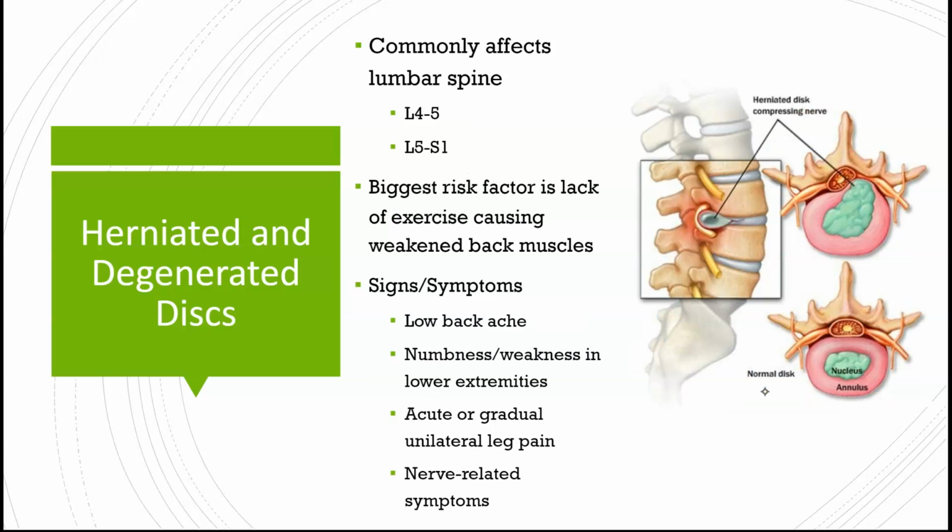For the most part, the most commonly affected herniation areas are in the lumbar spine, between L4 and L5, and L5 and S1. Most of the time, it's very weak back muscles that cause this pain. Any sort of low back ache, numbness and weakness in the extremities, unilateral leg pain. Okay, you can have unilateral leg pain due to sciatica without having a herniated disc.